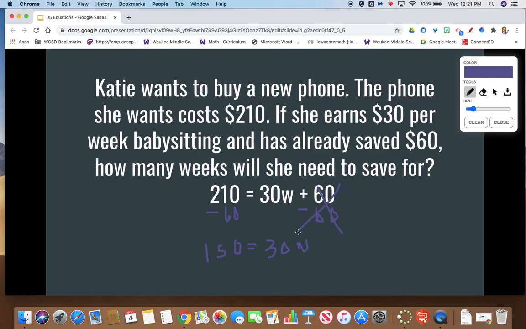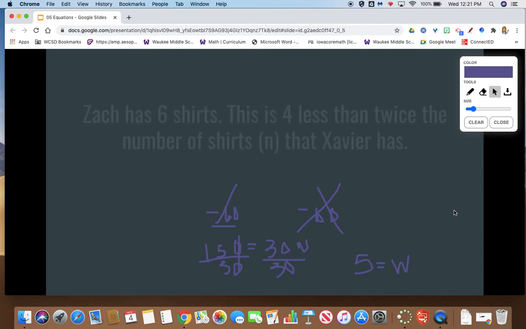To get W by itself, we're going to, oops, I didn't cancel out. We're going to divide by 30 to get W by itself. Our zeros cancel out, and 15 divided by 3 is 5. That means it's going to take her 5 weeks to get up to $210 with the $60 she's already saved and the $30 that she'll make each week.